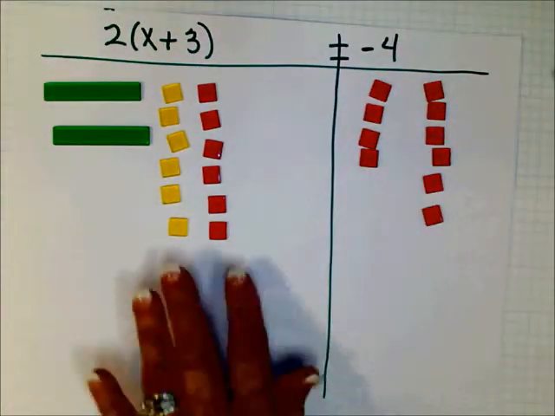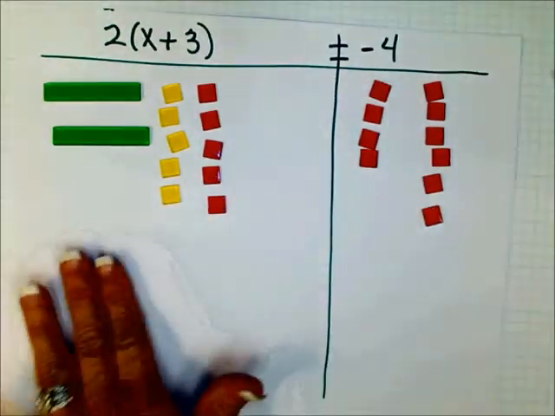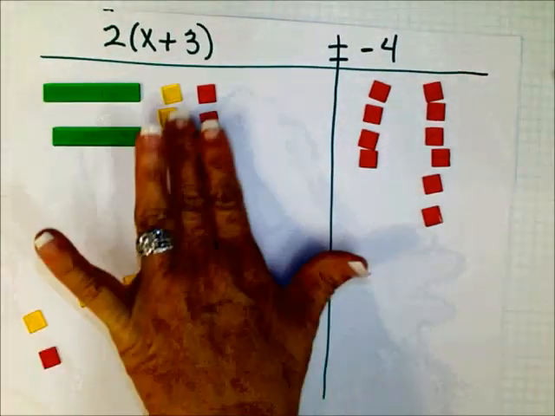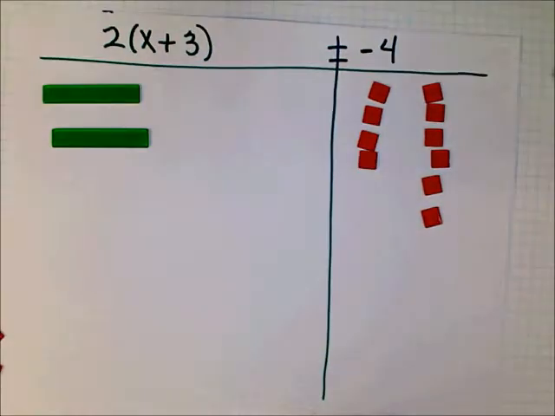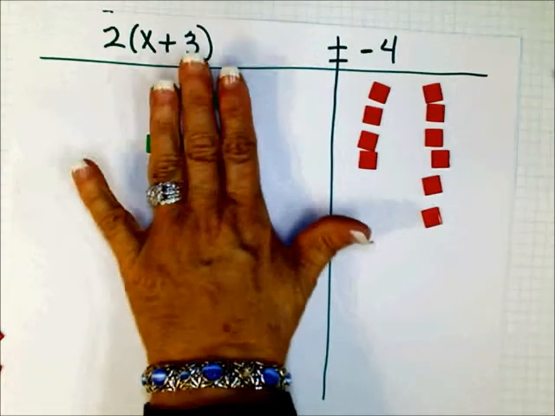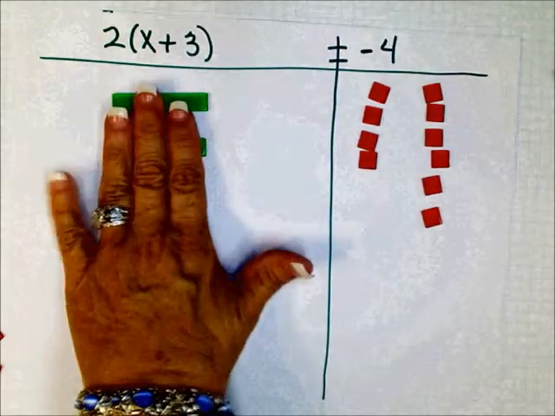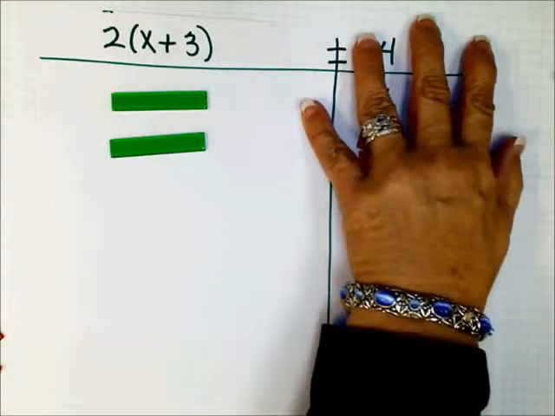Now I'm going to remove my zero pairs. There's 1, 2, 3, 4, 5. I had 6 rows of 6 zero pairs to remove. Now I need to sort. I have 2 x's, so 2 x's equals this amount. So I have to see what 1 is.